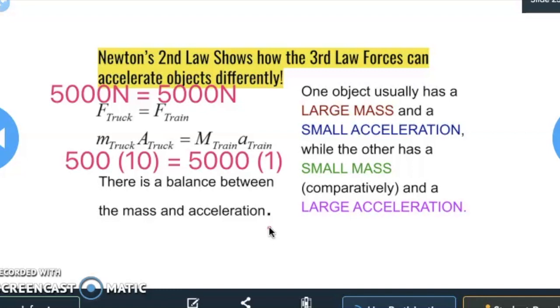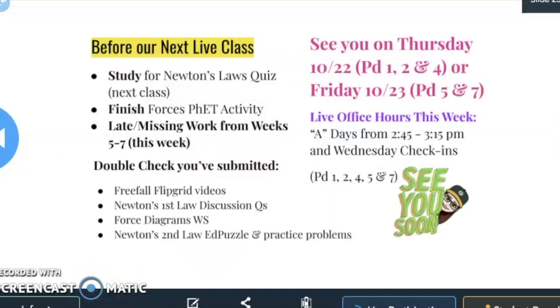All right, well, the last thing we went through in class was quiz format. So as a reminder, in our next live class, there will be a quiz on Newton's three laws of motion.